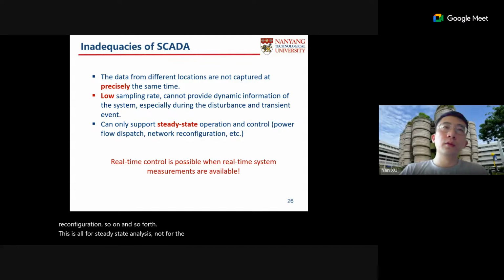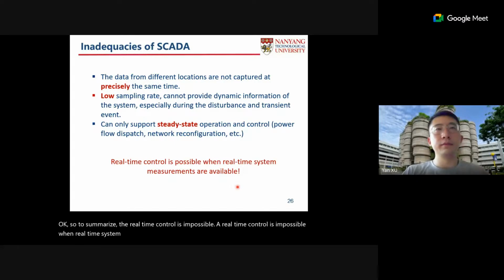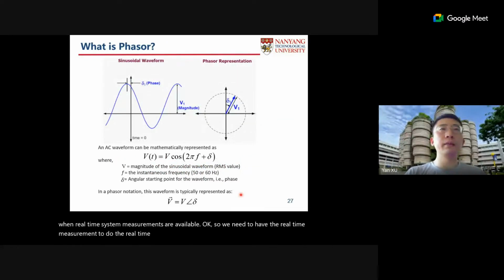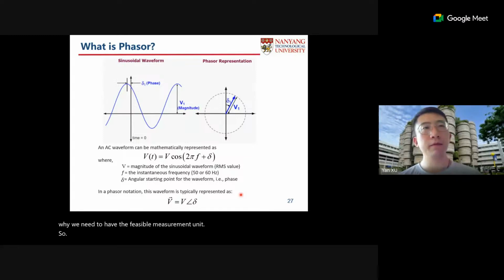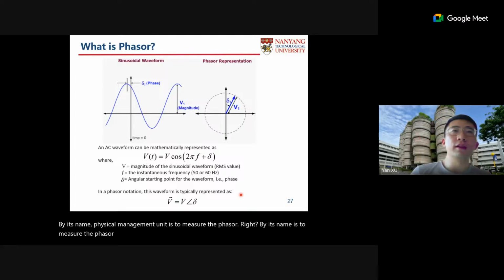So to summarize, real-time control is impossible when real-time system measurements are not available. We need real-time measurements to do real-time control and dynamic analysis for the power grid. That's why we need the phasor measurement unit. By its name, the phasor measurement unit is to measure the phasor quantities of the power grid.